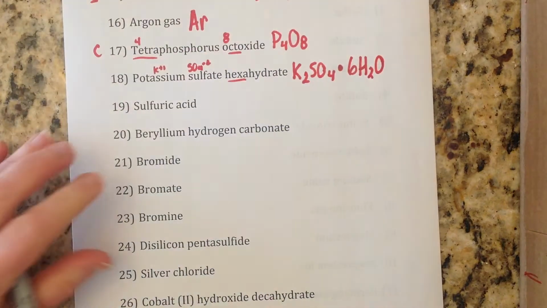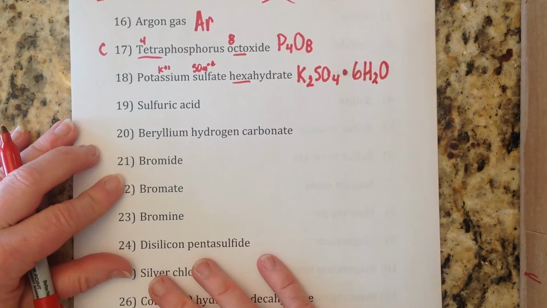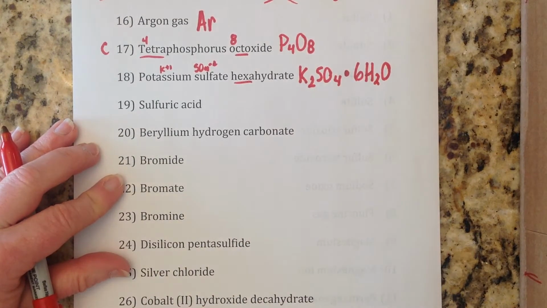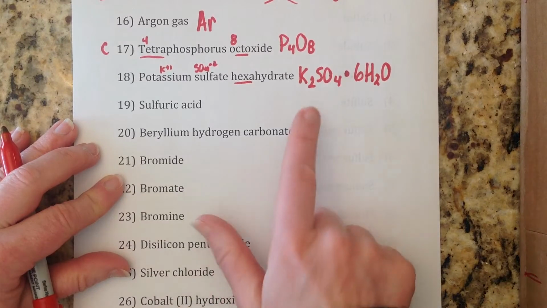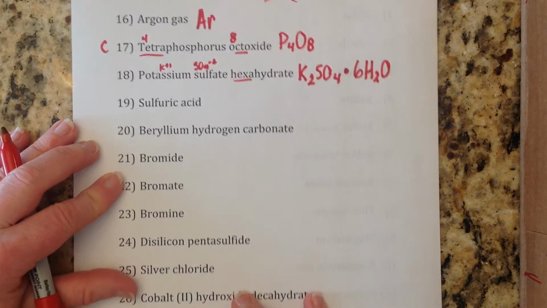So anytime you see hydrate at the end, you know you're going to have the dot and then the appropriate number of waters at the end. This end will always be the ionic compound or the salt. Just be careful there because sometimes they will give you some transition metals and you're going to have to pay attention to the Roman numerals.